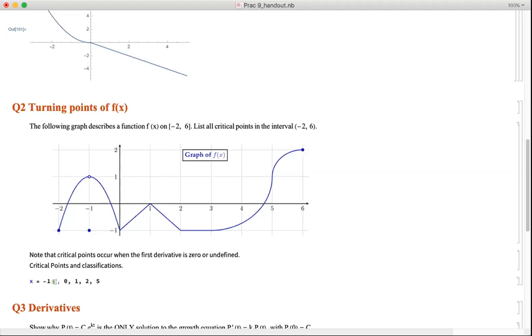And at X equals 1, there is a jump discontinuity. 0, 1, 2 are corners. Okay, 5, what do you call that type of critical point? At 5, what do you call that type of critical point?